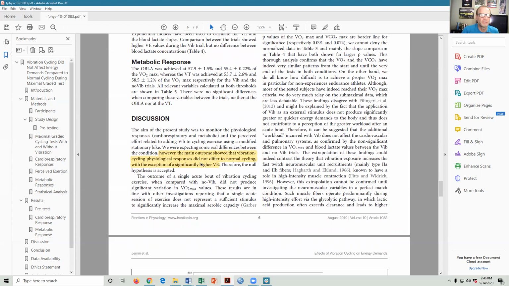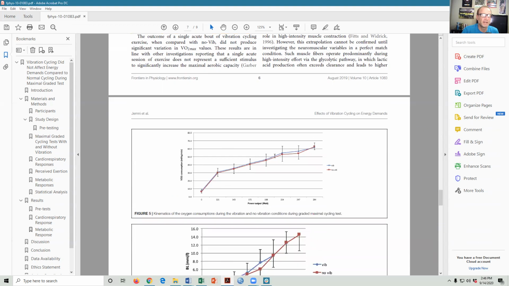Now this is interesting. Their physiological responses that they measured were not different when they were cycling with or without vibration. All right, this is sounding like something I'm going to want to know a little bit more about. But I'm not going to read the entire paper yet. I'm going to go down.